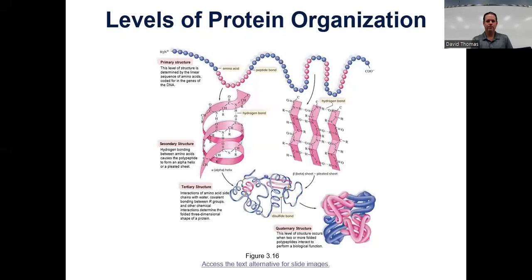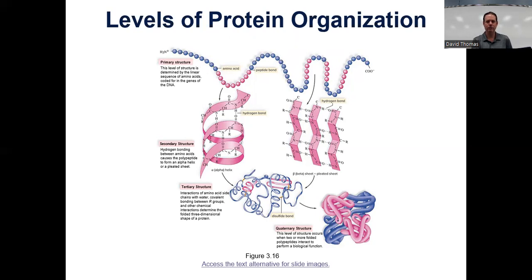Let's kind of look at the figure here first, 3.16. The primary structure, if you could just imagine putting all of the amino acids together. Primary structure is basically amino acids all linked together in a pretty much straight chain. There's some little curves there, but pretty much a straight chain. That's your primary structure of protein.